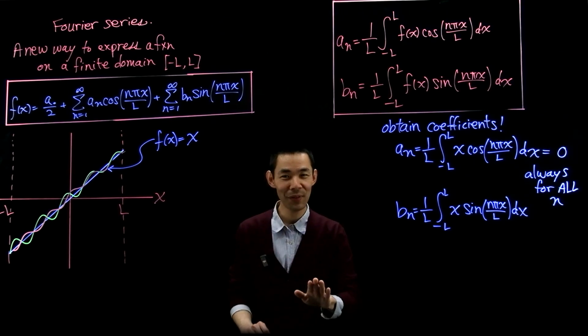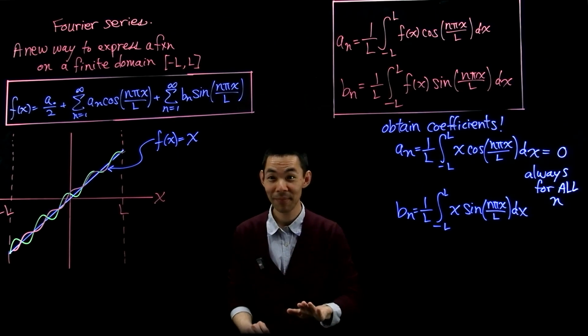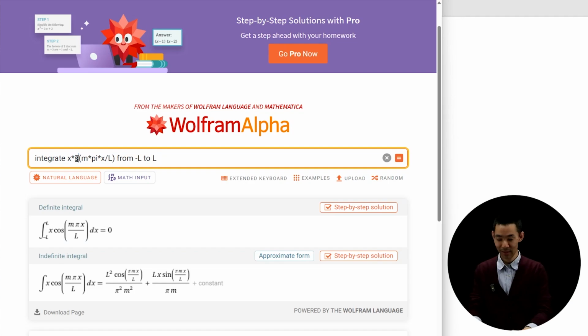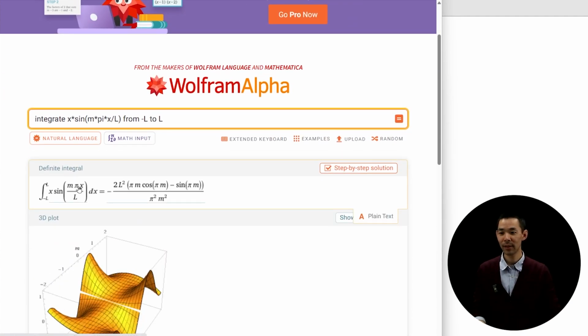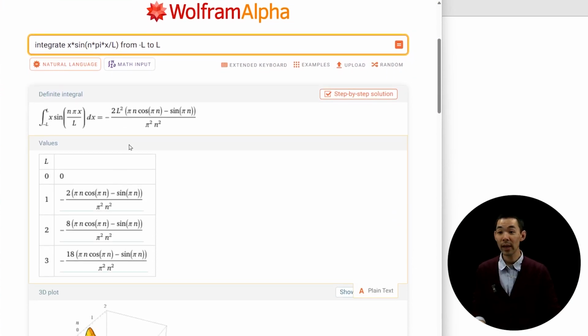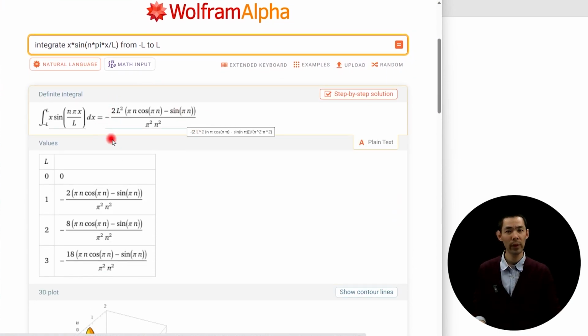For the sake of this video, I'm going to skip that step and use this software. Okay, so integrate x times sine m pi x over L dx. Just to be clear, I'm going to shift that to n because we're also using n up here. We get this solution right here. It looks kind of weird, but let's think about it.